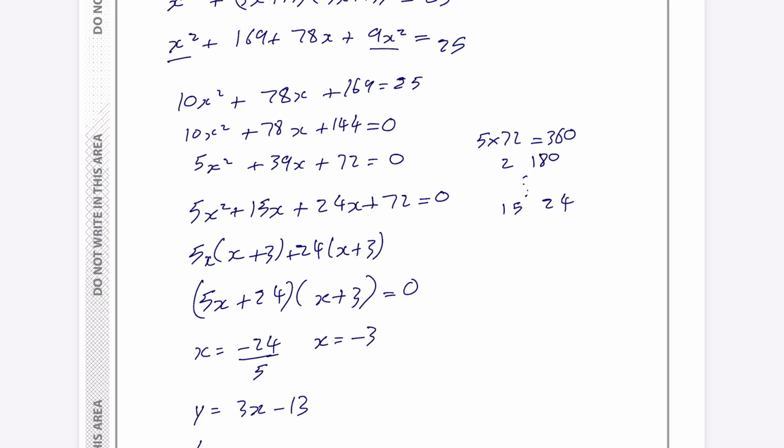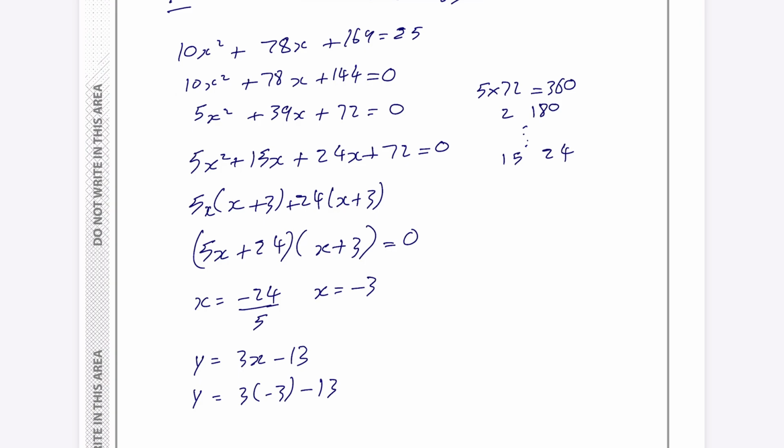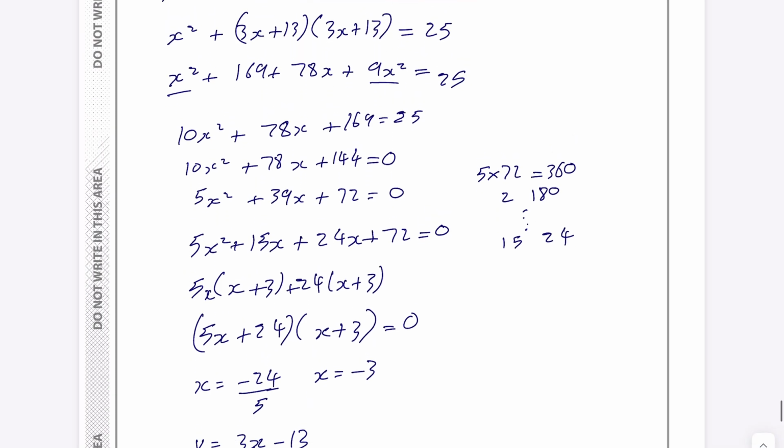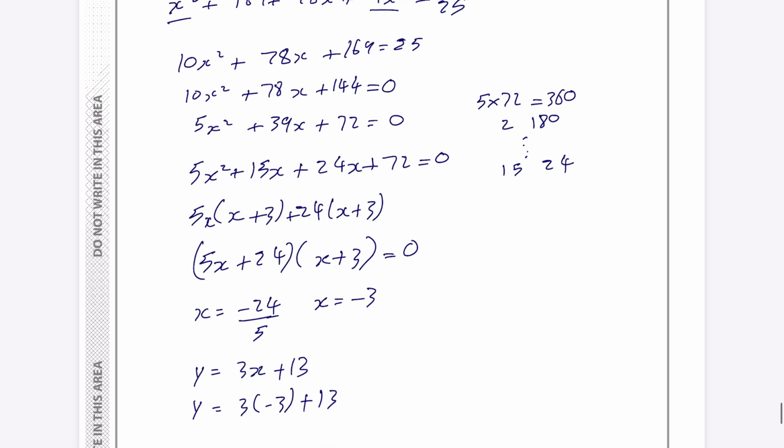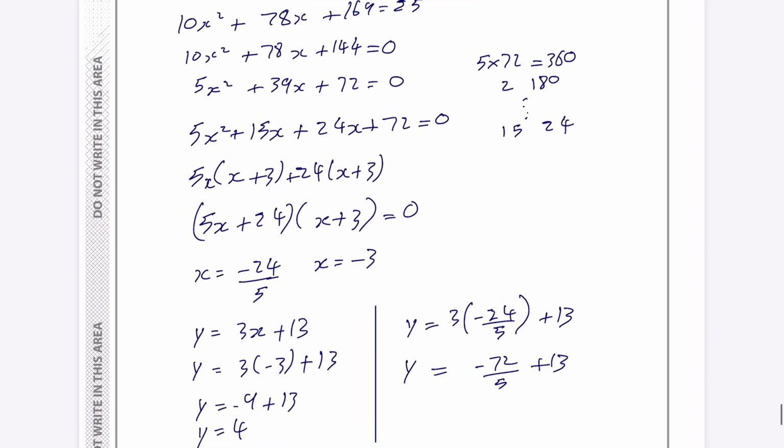I'll start by subbing in x is equal to minus 3, so that'll be y, 3 bracket minus 3 minus 13, so that'll be 3 times minus 3 is minus 9, and then it'll be minus 9 minus 13, sorry I copied that down wrong, so y is equal to minus 9 minus 13, which means y is equal to minus 22. And then I'll do the exact same for minus 24 over 5, so that is y is equal to 3 bracket minus 24 over 5 minus 13, and then that becomes y is equal to minus 72 over 5 minus 13, and then you can times the top and bottom by 5 on this side, and then you'll end up with minus 137 over 5.